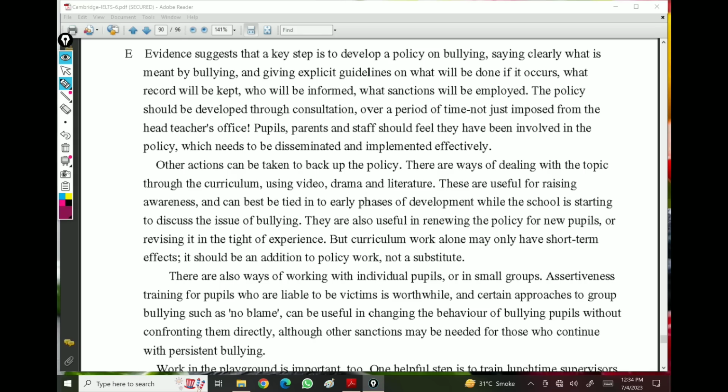So look for the word action. Paragraph E, second part. Paragraph E and then the next paragraph. Other actions can be taken. Got it? Now let's read from here. Other actions can be taken to back up the policy. There are ways of dealing with the topic through the curriculum. So how to deal with that? Through the curriculum. And be careful with the spelling. In IELTS reading, if you have a spelling mistake, it's your own careless mistake, because words are written in the passage and you have to copy from there. So correct answer is curriculum.